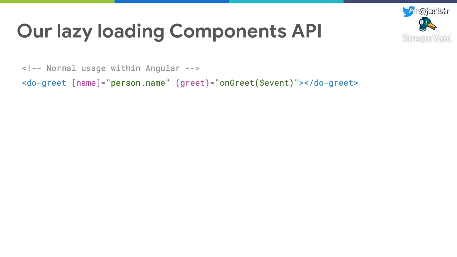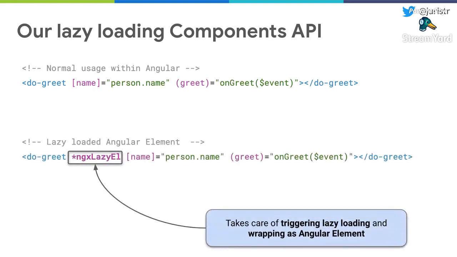So let me see. For instance, our lazy loading components API could look as follows. So normal usage within Angular could look like that. This is a normal Angular component. And then wrapped as an Angular element, I could just apply a directive, which in this case is that ngx-lazy-element, which is a library which I've created and which we'll take a look at now. And that will then take care of the rest. So I wouldn't have to change anything else on my existing components, but to make them lazy load, I would just have to apply that directive.